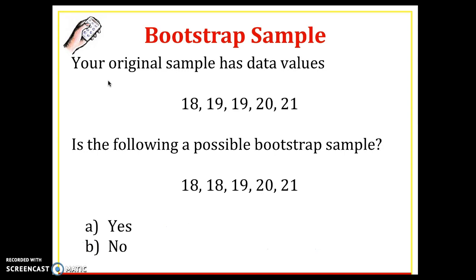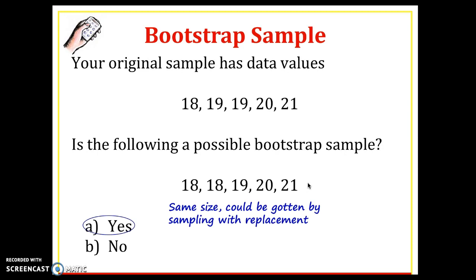All right, we've got the same original sample, and now we've got the following sample, 18, 18, 19, 20, 21. Is this a possible bootstrap sample? And the answer is yes, in this case. It's the same sample size, and every single number in here does belong in the original sample. Notice we got 18 twice, but that's okay because we sample with replacement when we do the bootstrap approach.